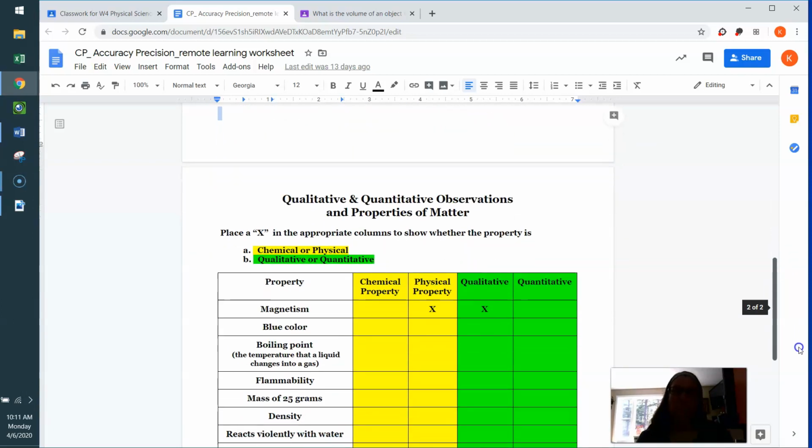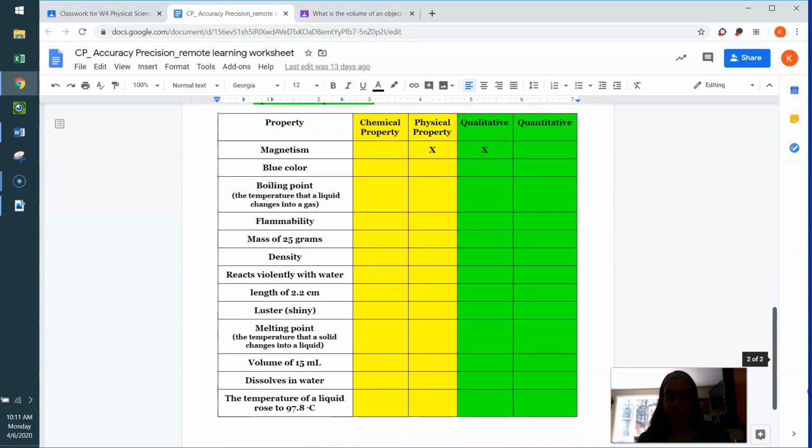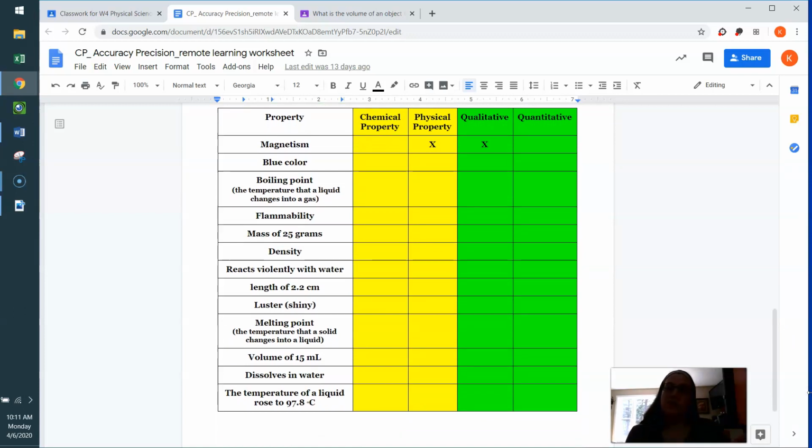Now the second part of this had you looking at different properties of matter and determining first, does it represent a chemical property, which describes how a substance would change, or a physical property, which just describes the substance without changing what it originally is. And then you also had to look at, was that information qualitative? Was it just a description? Or is it quantitative? Can it be measured with numbers? Okay, so I'm going to go through the chemical and physical properties first, and then I'm going to go through qualitative and quantitative.